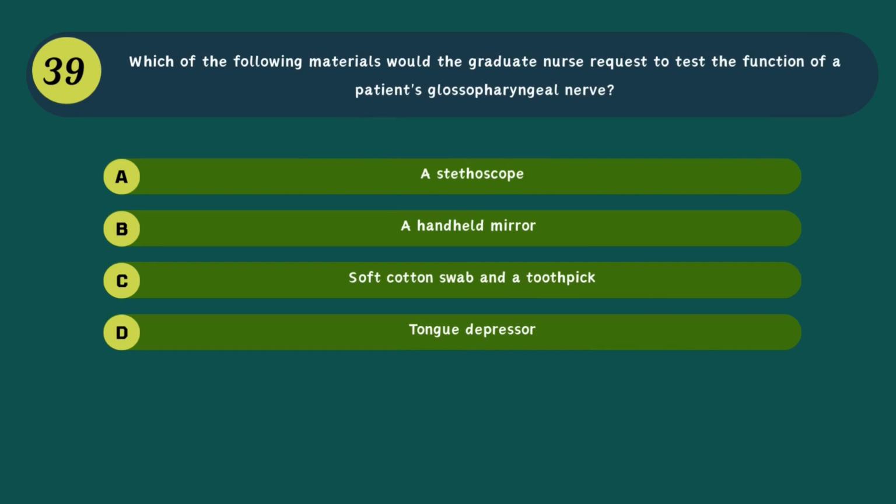Question 39. Which of the following materials would the graduate nurse request to test the function of a patient's glossopharyngeal nerve? A. A stethoscope. B. A handheld mirror. C. Soft cotton swab and a toothpick. D. Tongue depressor.